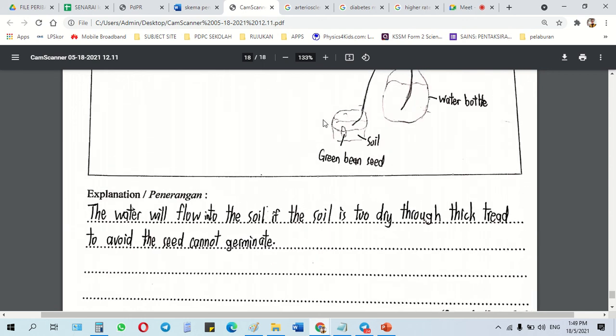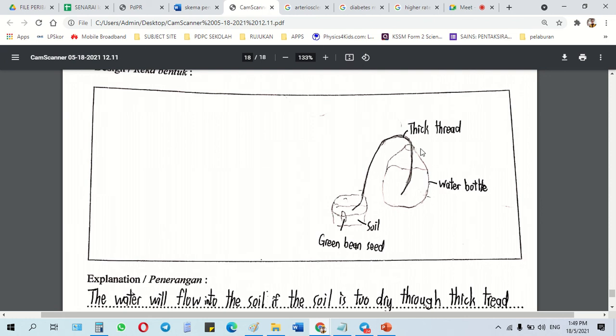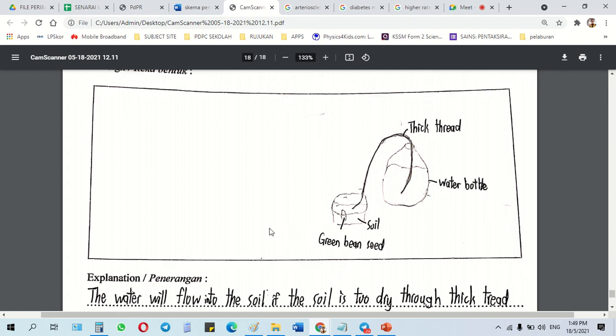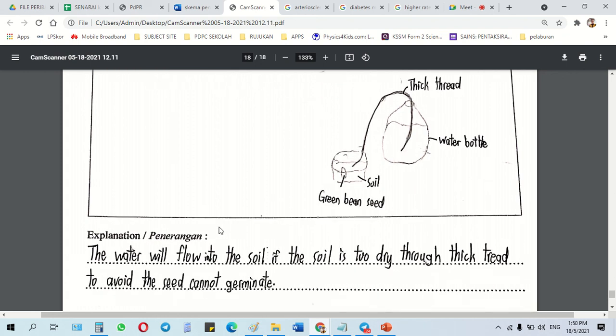Design 1 mark, so lukisan 1 mark. Design mesti kena label. Okay, so that ni ada label, and then explanation 2 mark. So that saya baca dululah explanation ya. Water bottle is cut into half and hole is drilled at the stopper. So put thick thread through the hole connects between.